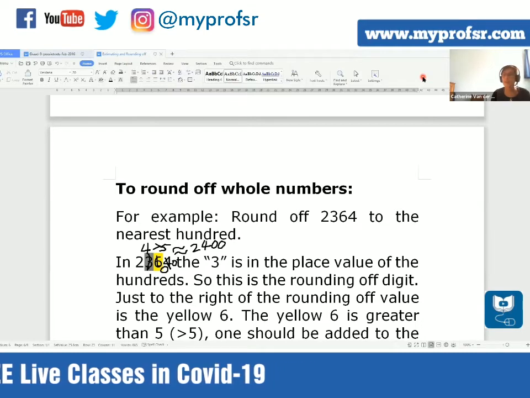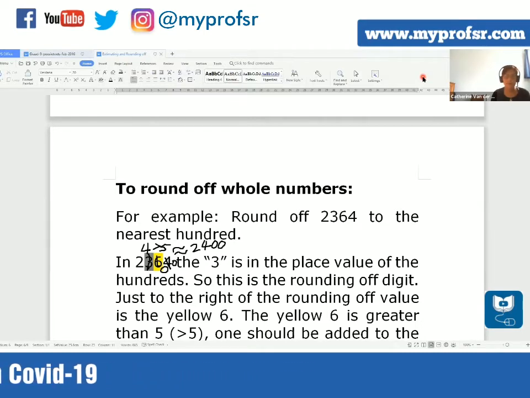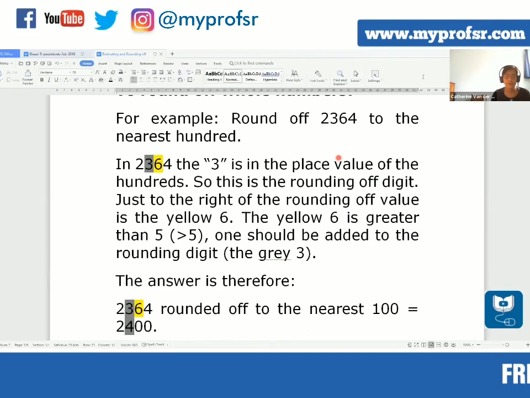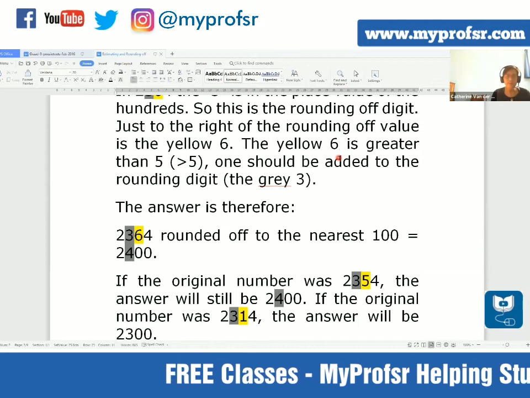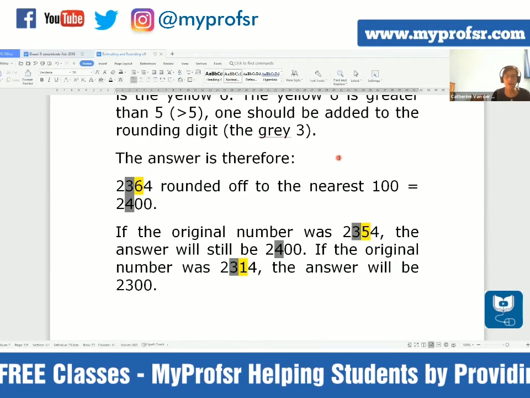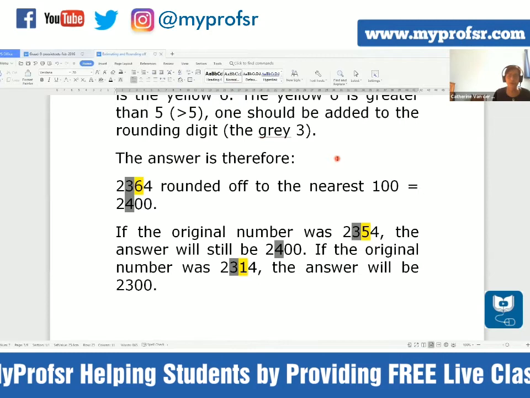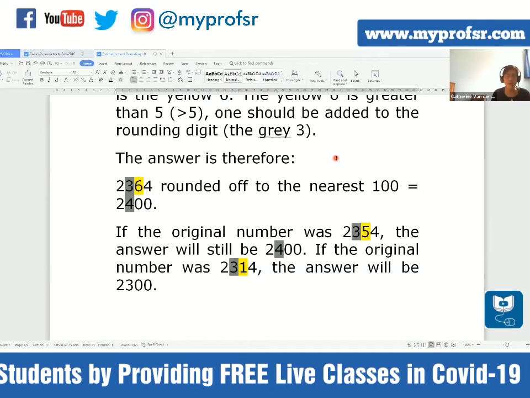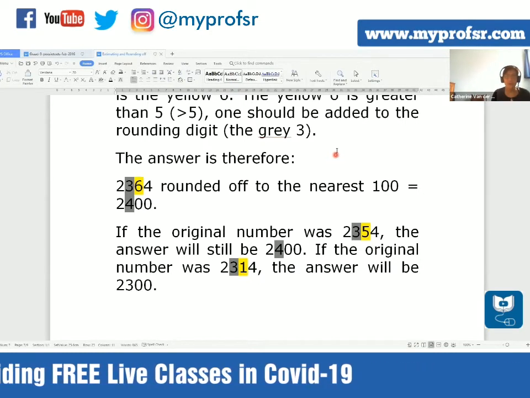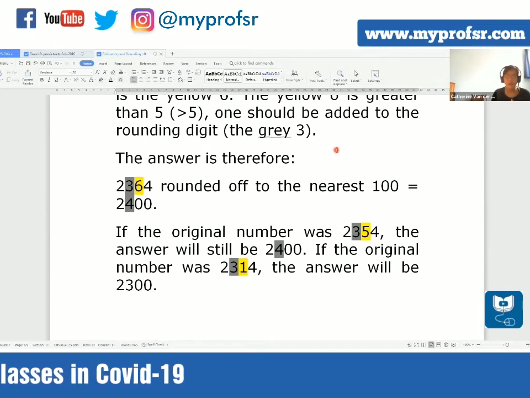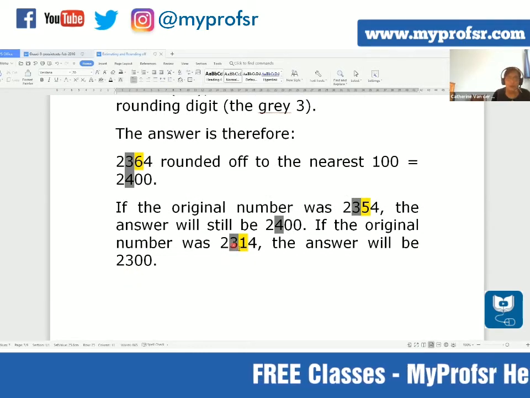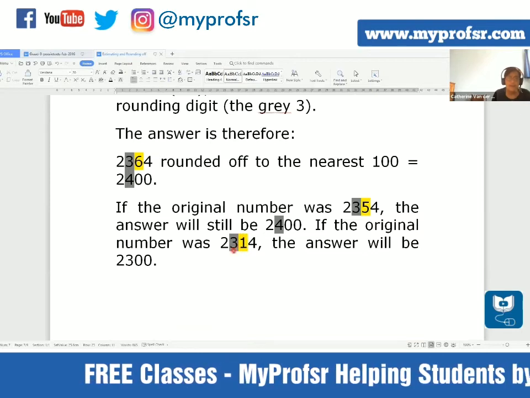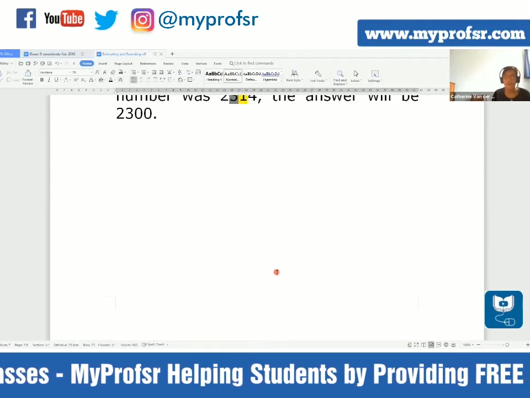No questions? Now, if the original number was 2354, the answer would still be 2400. If the number was 2314, the answer will be 2300, because if it's smaller than 5, you leave the 3 as is.